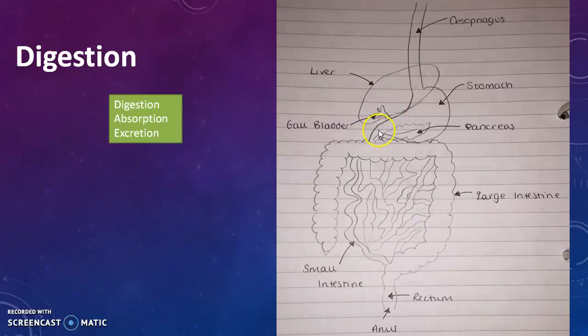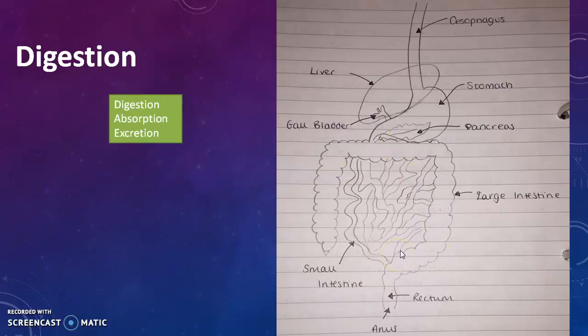Then we've got the duodenum, which is a connection between the stomach and into the small intestines down here. This works as a passage for the food to go down before going into the small intestines, then to be absorbed into the blood. We then have the large intestine, which is round here.